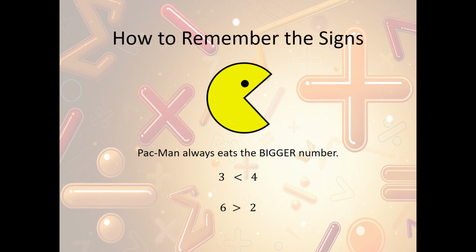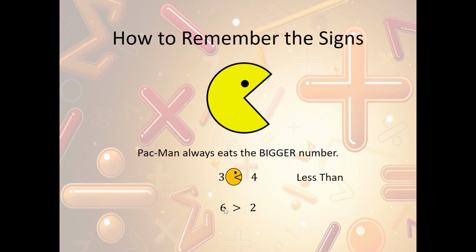So if Pac-Man is always eating the bigger number, then we can recognize the way that we can state the symbols. For instance, we have 3 and then this symbol and 4. Well, Pac-Man eats the bigger number, so if I draw Pac-Man on there, I can see that his mouth is eating this side here, which means this is the bigger number. So this number is greater. We always read it from left to right though, so if this number is greater, this number's got to be smaller. So we would say 3 is less than 4.